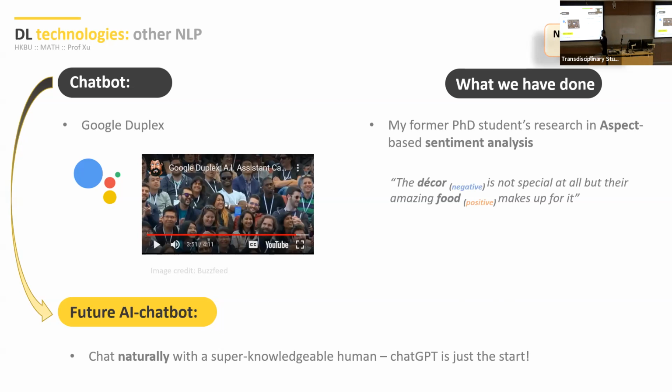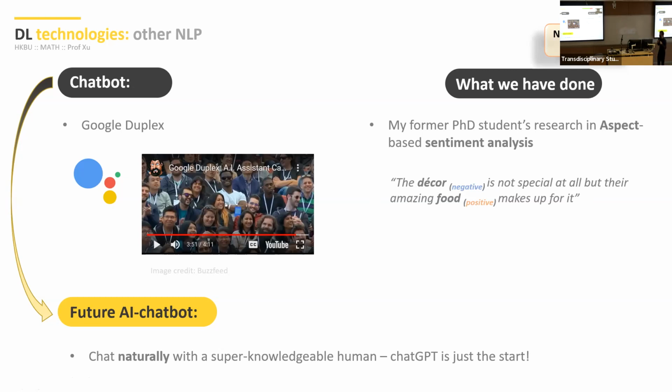Traditionally, if you are performing sentiment analysis, it's usually on the entire sentence. If you're looking at a sentence, you would say this sentence presents itself to be positive or negative. In this particular setting, it is called multi-aspect sentiment analysis. If you read that sentence, it says the decor is not special at all, but their amazing food makes up for it. So in here, there are two separate entities.